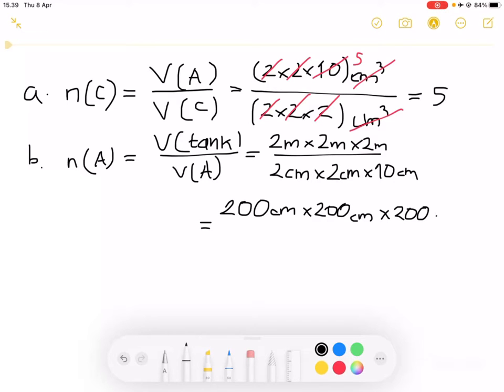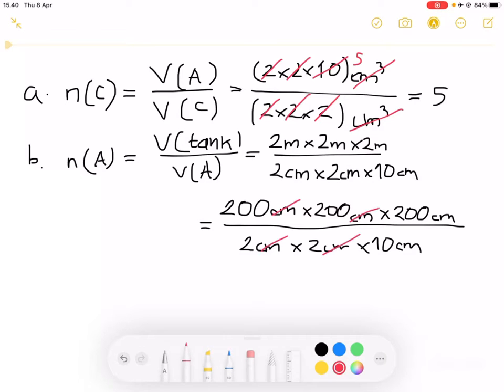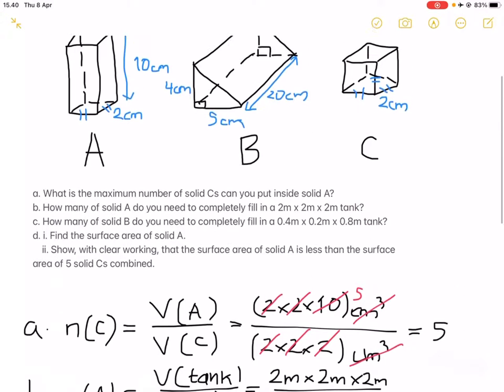And then after this, you can cancel up the centimeters as well as the numbers that match up here. So like I said, all the units cancel. And notice that this 2 cancels with this 200, leaving us with 100 there. This 2 cancels with this 200, again leaving us 100 on the top. This 10 cancels with this 200, leaving us with 20. So in total, there will be 200,000 solid A's, and that is a huge amount of solids.